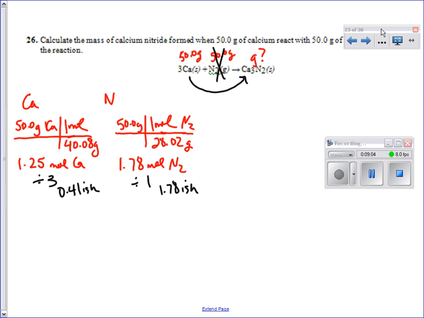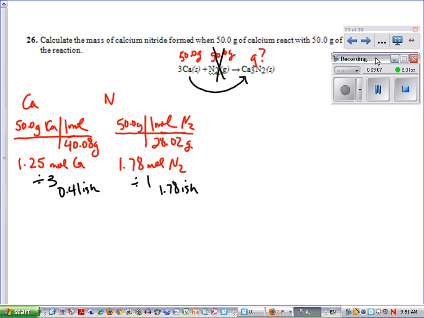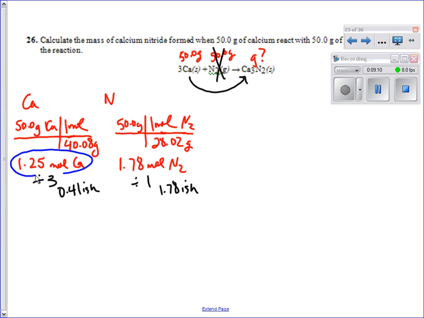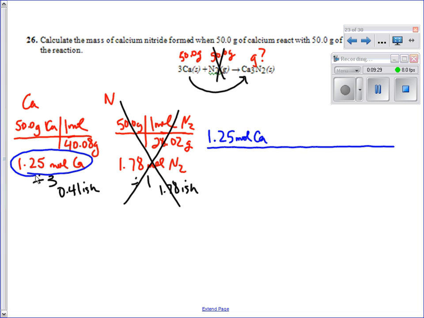So I'm going to start with my given. Now remember, we did calculate that number, correct? So if I really wanted to, rather than starting at 50 grams again and putting it in my stoichiometry, since I already did the work, are you guys okay if I start with 1.25 moles? All right, so 1.25 moles of calcium. All right, I'm on the mole bridge now. For every 3 moles of calcium I have, 1 mole of calcium nitride.